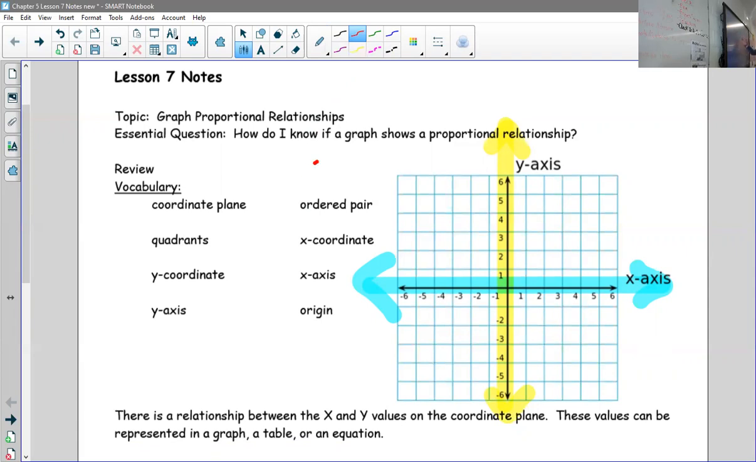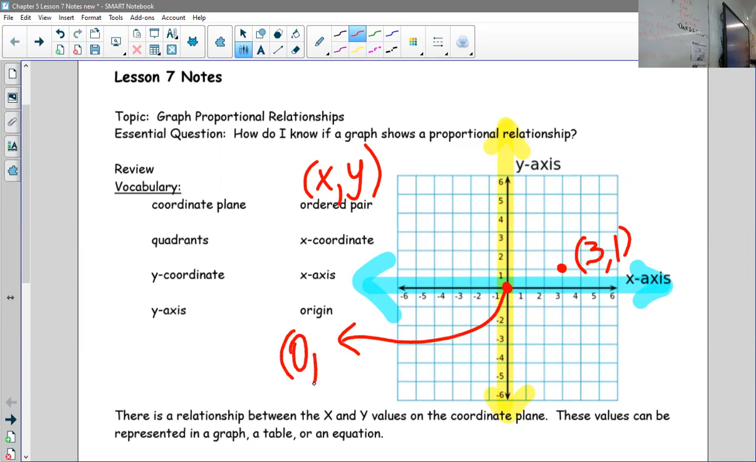An ordered pair is what we use to identify different spots on the graph. So we start with an open parentheses. Our x value goes first, separated with a comma, and our y value goes second. So if I wanted to write an ordered pair for this spot on the graph, my x value is 3, so that goes first, and my y value is 1, so that goes second. So I can use the ordered pair to locate that spot on the graph. Finally, our origin is right here in the middle of our graph, and it lies at 0, 0.